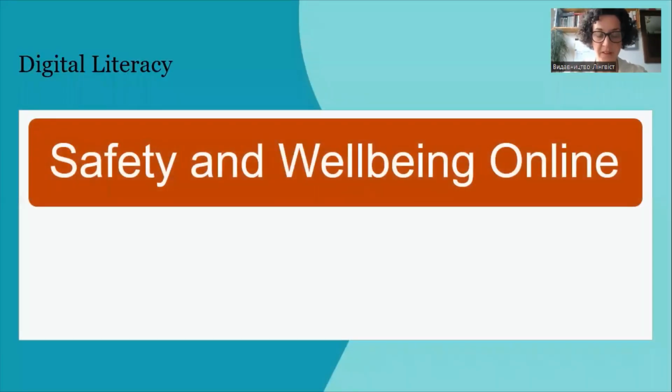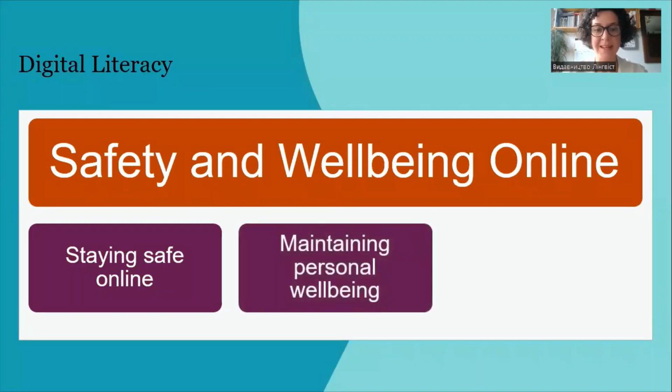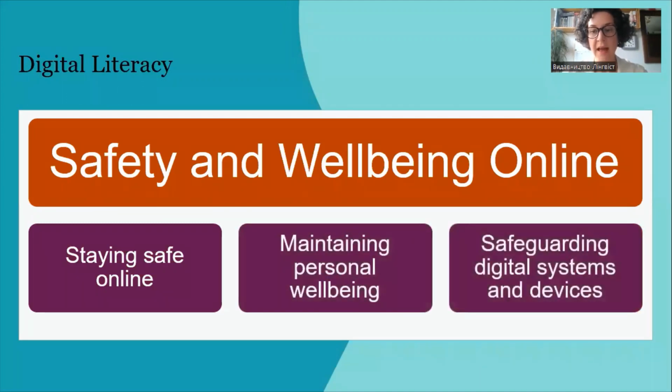Digital literacy, safety and well-being online also has 3 main components, and these are staying safe online, maintaining personal well-being, and safeguarding digital systems and devices. These are 3 main components, actually the only 3 components of safety and well-being online, and we will look into them a bit closer today. And we will try to make it fun.